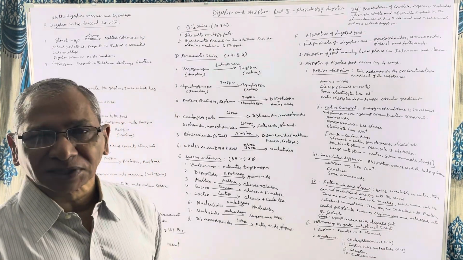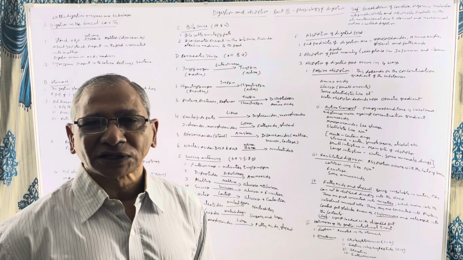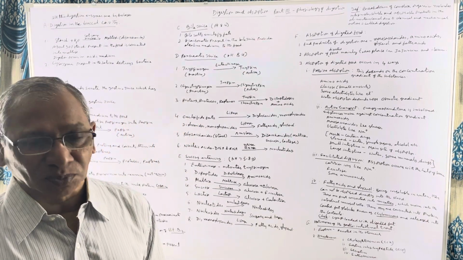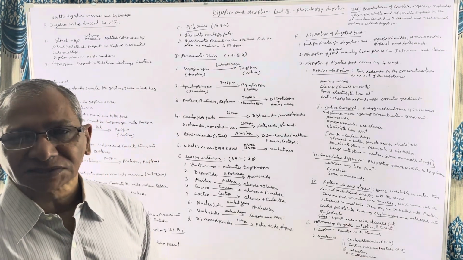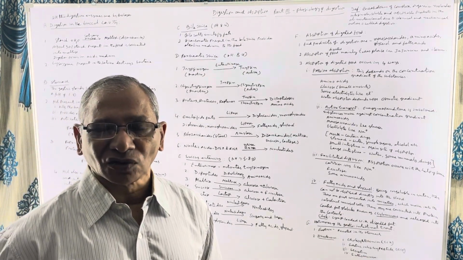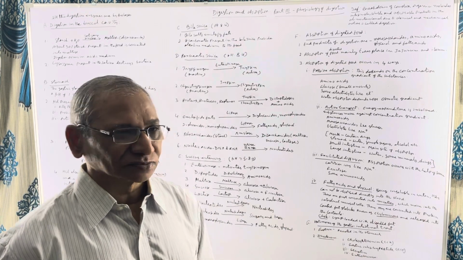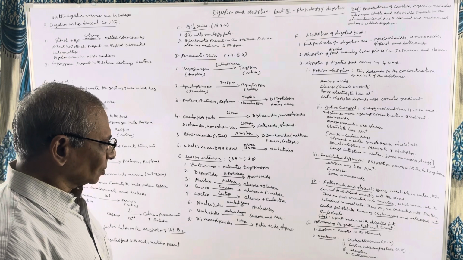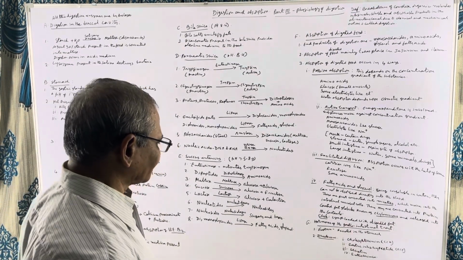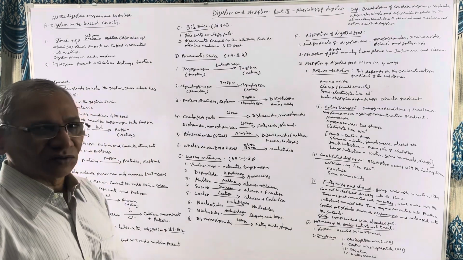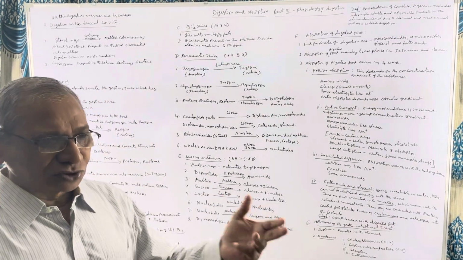Secretin acts upon the pancreas and helps in the secretion of watery fluid rich in bicarbonate. Enterocrinin acts upon the pancreas and helps in the secretion of pancreatic enzymes, and also intestinal enzymes.